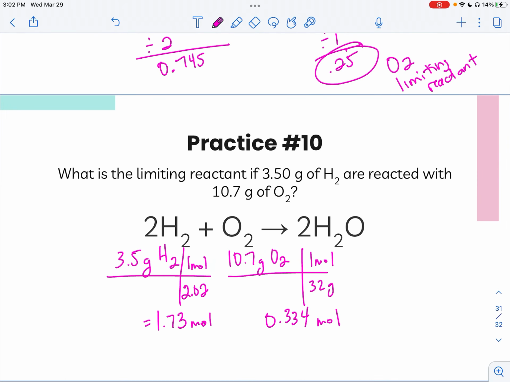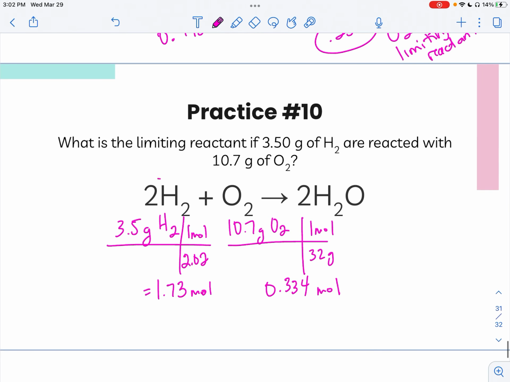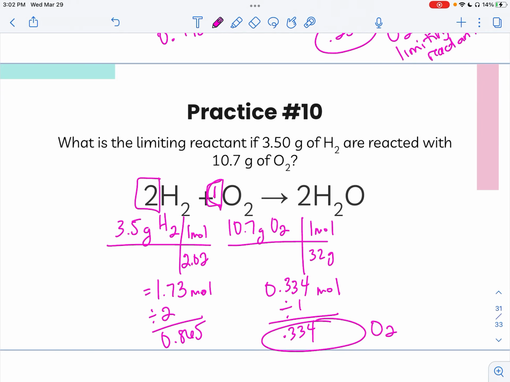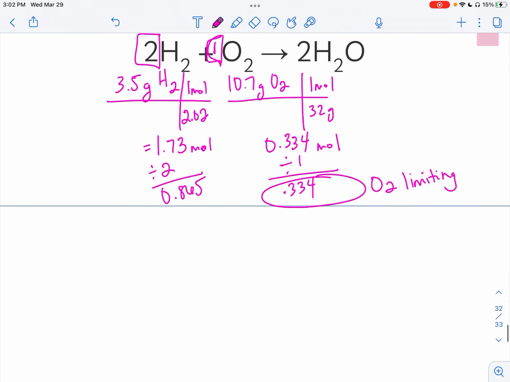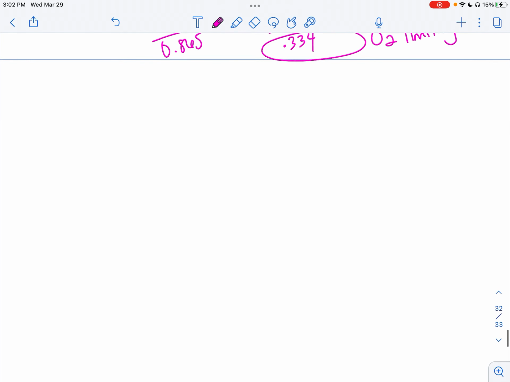So now that I have moles, now I can compare how many reactions I can complete. And remember, I'm dividing by 1 because there's really an invisible 1 there. So my smallest number again is oxygen. So oxygen is the limiting reactant. And that is it. Great job.